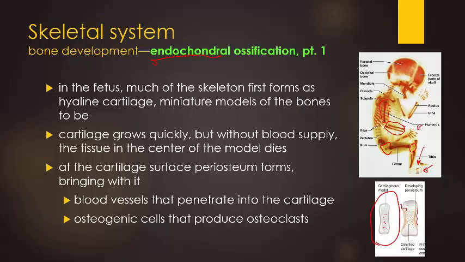First, though, periosteum begins to form along the cartilage surface, and that brings in some blood supply, and the blood vessels from the periosteum begin to penetrate toward the center of that developing cartilage model. Right at the periosteum, osteogenic cells will divide, and osteoclasts, I'm sorry, that should say osteoblasts. I apologize for that. I got ahead of myself, because the osteogenic cells can produce osteoblasts.